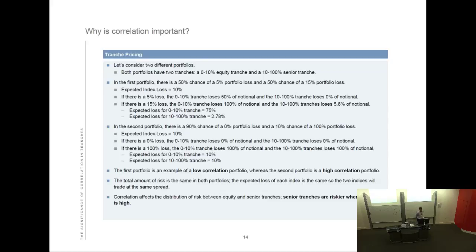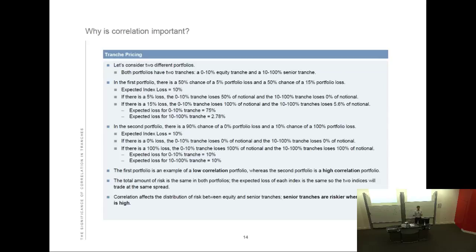And that means even though we're looking at an equity and a super senior, in this kind of world, both tranches actually have the same risk. They are priced to have the same risk, and the same risk as the index, because there's only one scenario of default where everything defaults, and so it doesn't matter whether you're long an index or any kind of tranche.